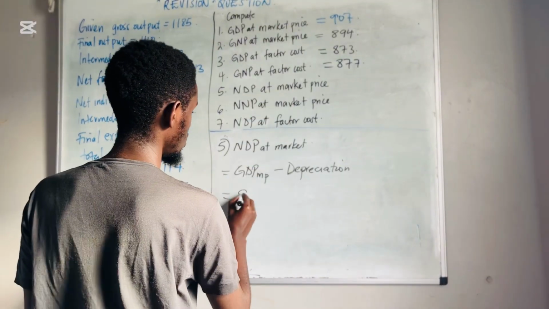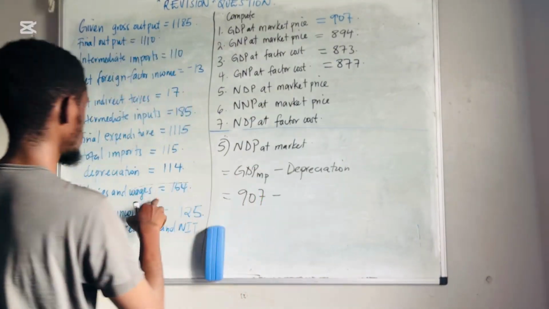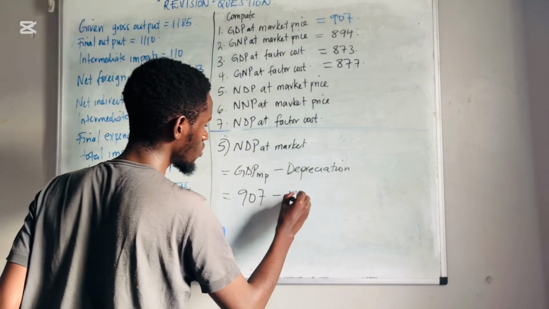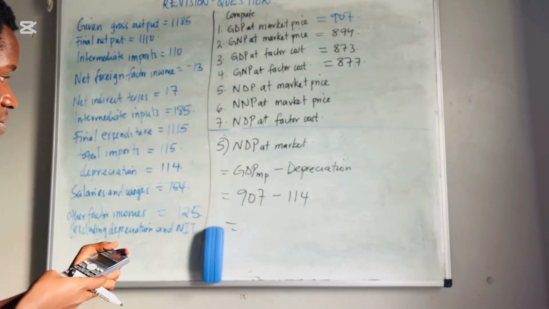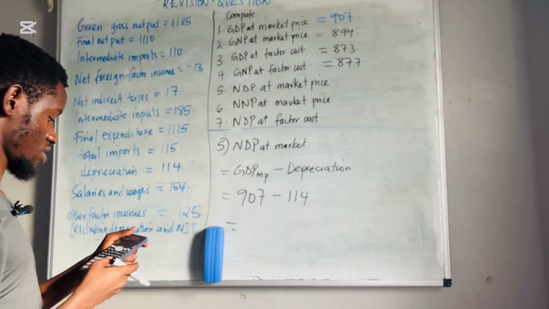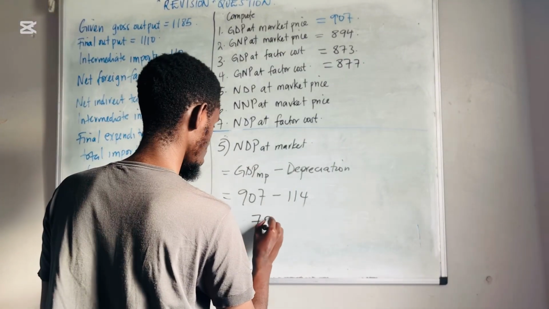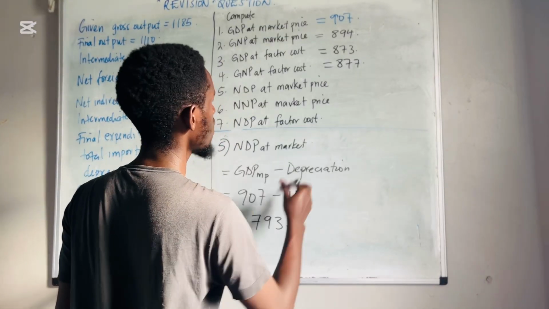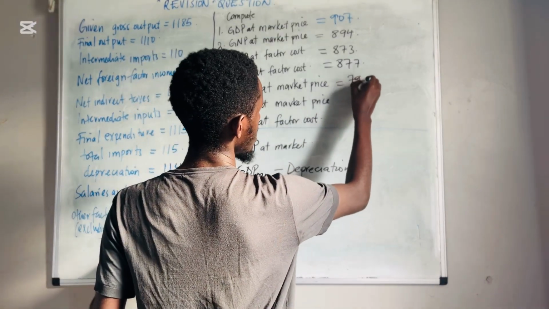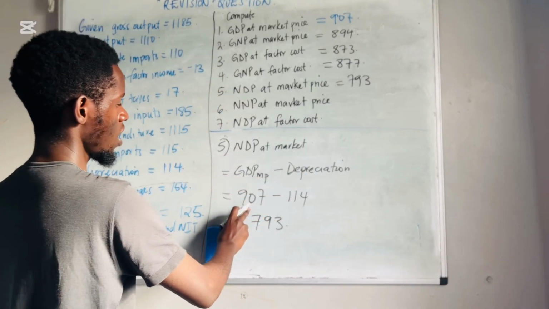Therefore, members can easily get the solution from that. So it is 114, and then what's the answer? 907 minus 114. Using the calculator, we get 793, and that is our answer. Members, I was just confirming with mine, and yes, that is the answer.